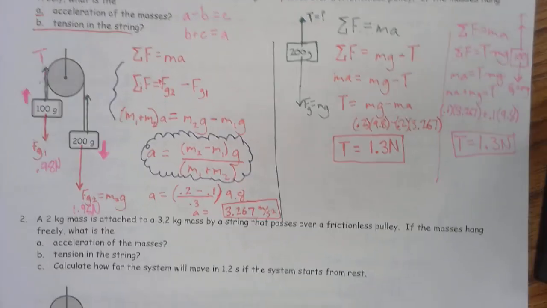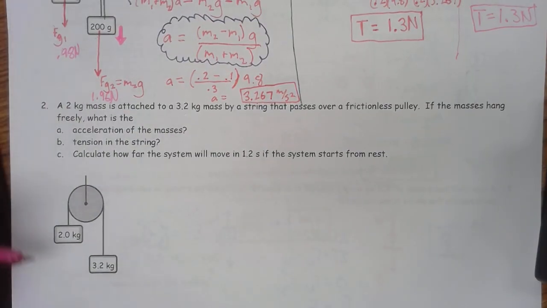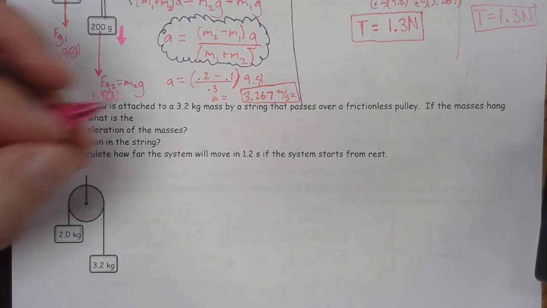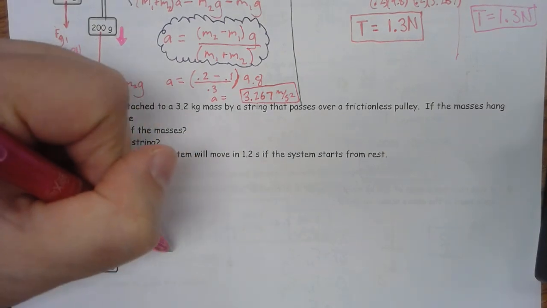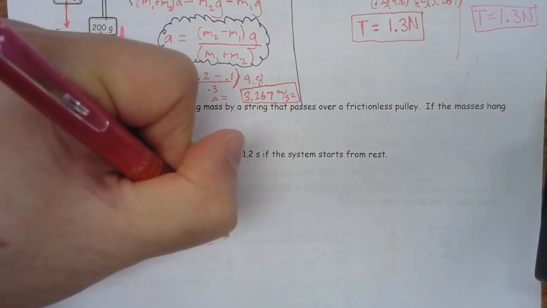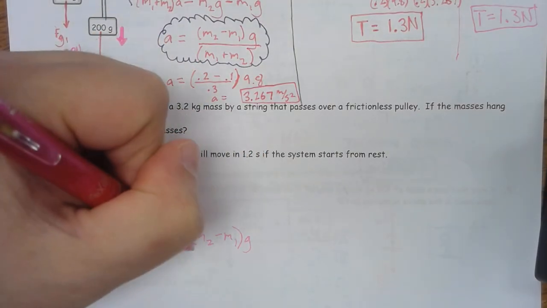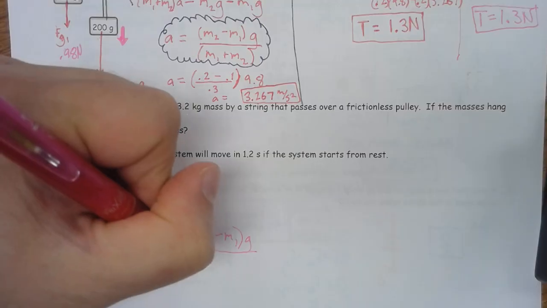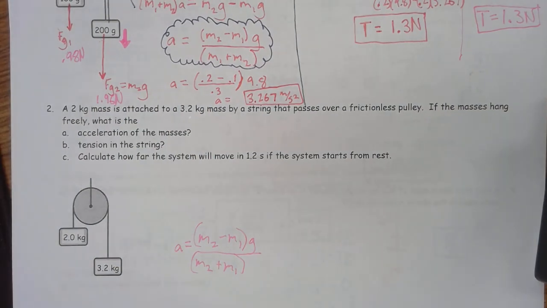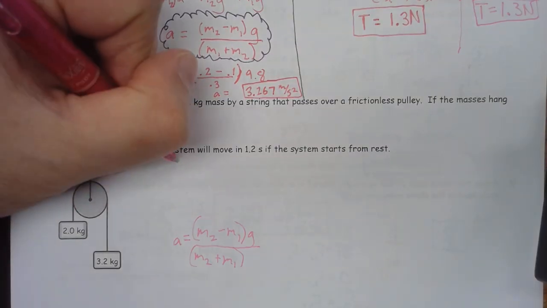Okay, so let's try it again. What do you mean try it again? It looks like it's the same setup. We've got two different masses. So I could automatically, and this is what the internet would say, say that the acceleration equals m2 minus m1 times g over m2 plus m1. And I could use this equation. That's true. This is the Atwood's machine equation. But we need to be able to prove it.